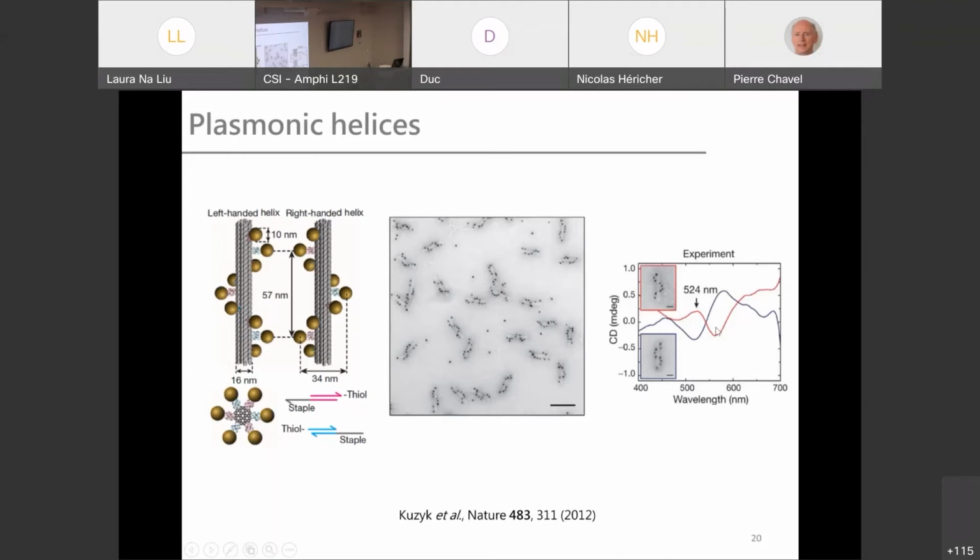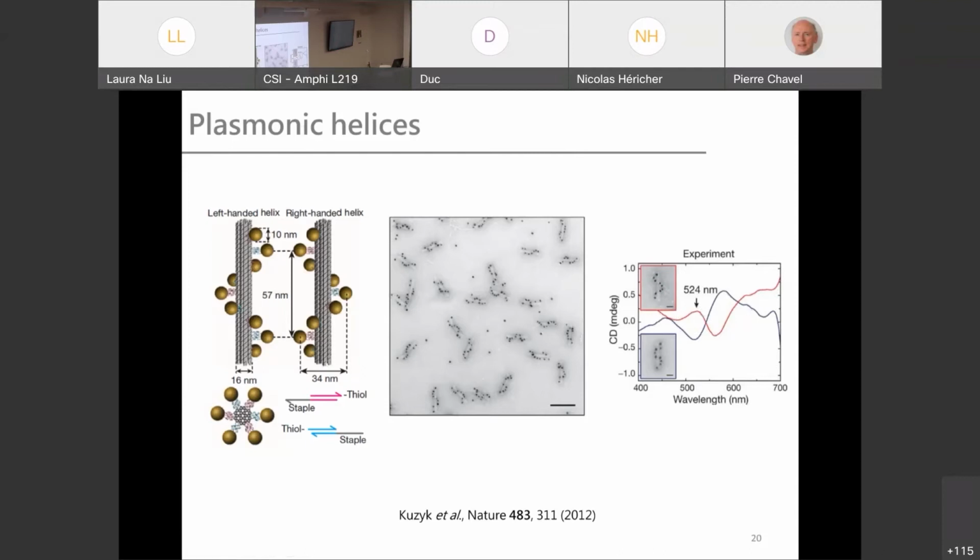And here, another piece of information I need to tell you: natural molecules, say DNA or proteins, have their chiral response mostly in the UV range. You see, if we have plasmonic nanoparticles, the CD response can be pushed all the way to the visible range, where the resonance of these nanoparticles takes place. In this case, it was around 524 nanometers. This is the first information.